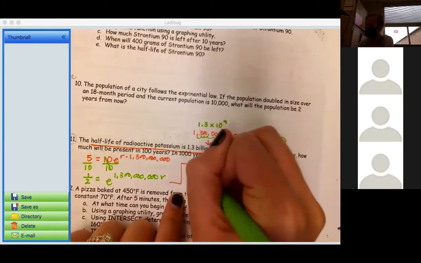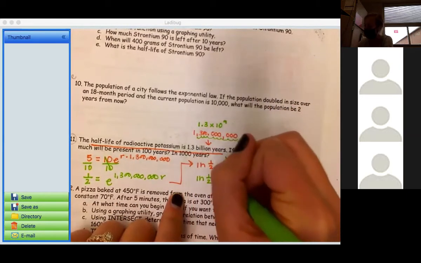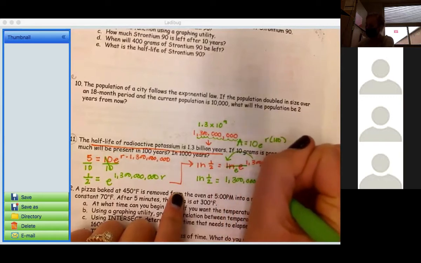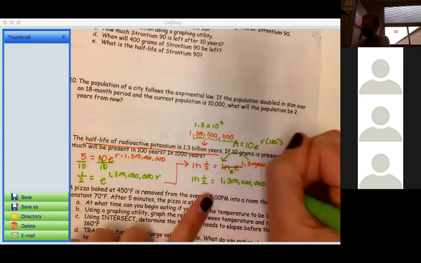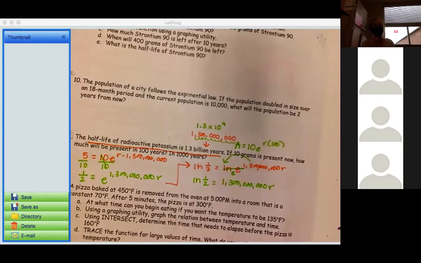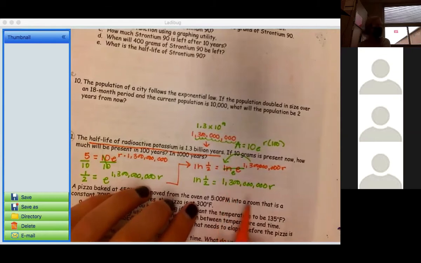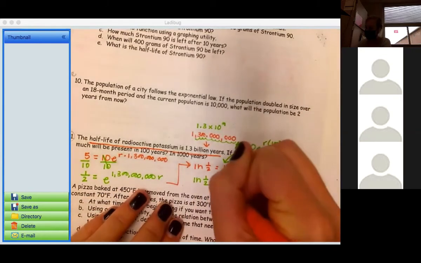So this is natural log of a half equals 1,300,000,000 R. And then what's the last thing you would have to do? And then I'll answer your question. Divide by 1.3 billion. Very good. So I'm going to divide this to the other side.